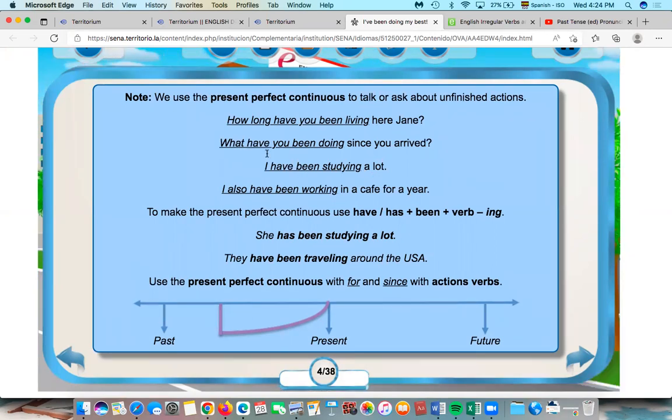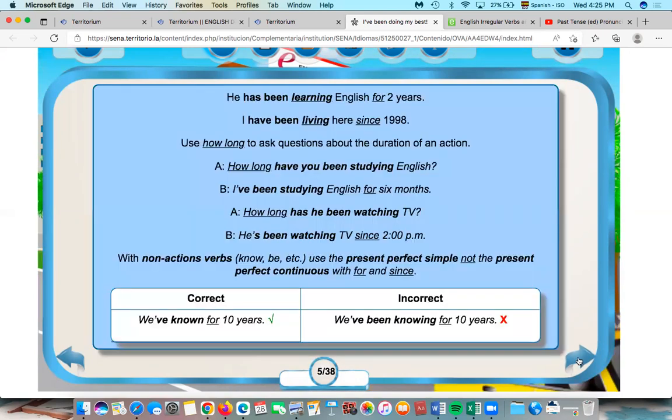You can say, what have you been doing? Or what have you done since you arrived? Both are correct, yeah? You say, I've been studying a lot, or I have studied a lot, yeah? So we can use both. So let's see here more examples. If you want to read these examples, that would be great.